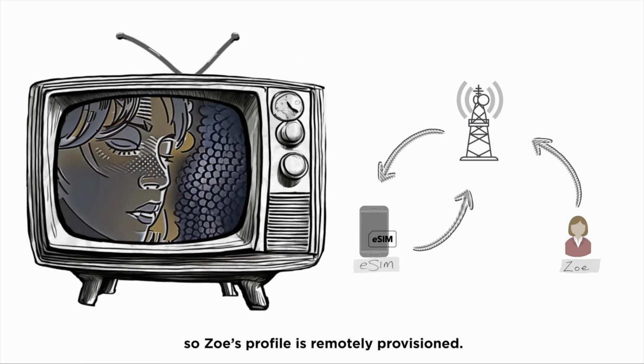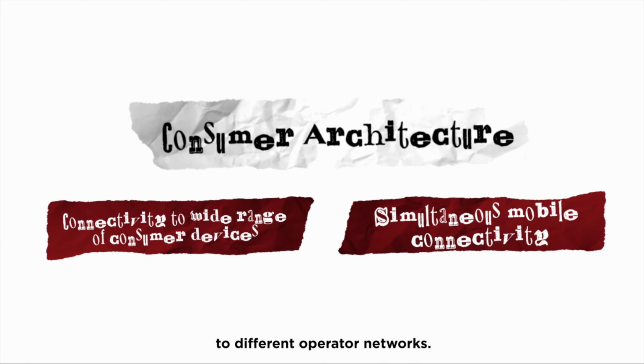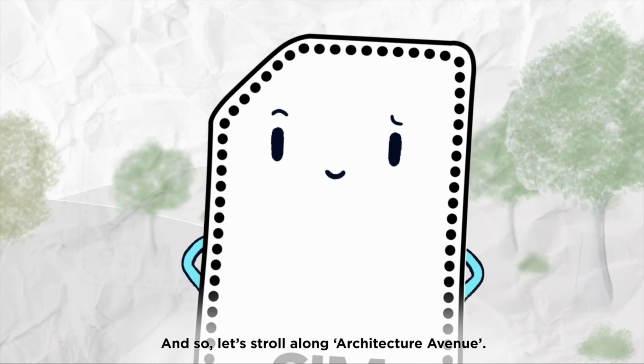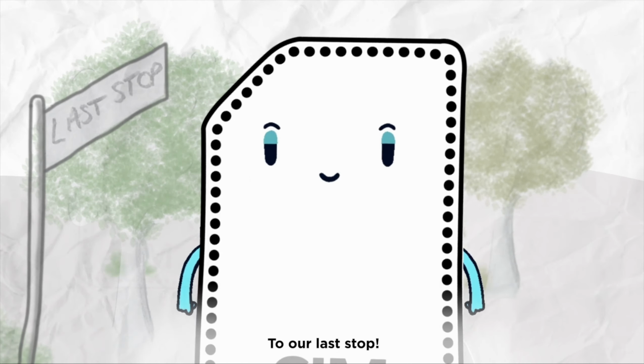So to sum up, thanks to the device interfaces, Zoe has full and local control of her profiles. The consumer architecture allows connectivity to a wide range of consumer devices and allows simultaneous mobile connectivity to different operator networks. And so, let's stroll along Architecture Avenue to our last stop.